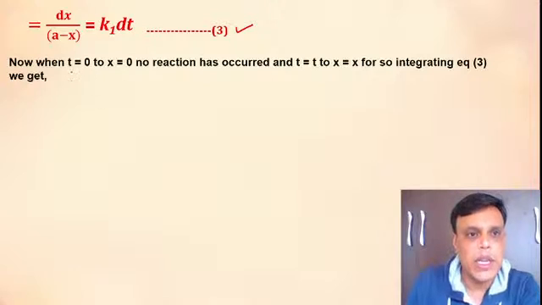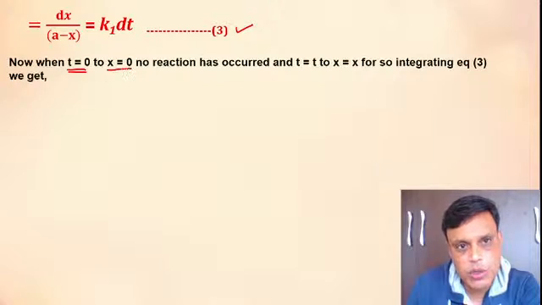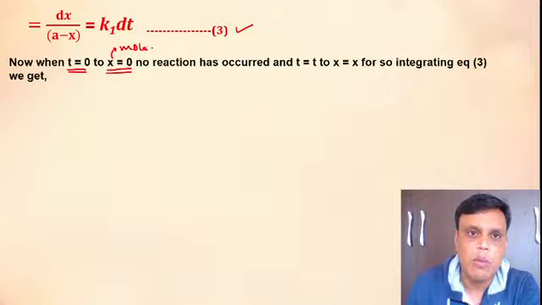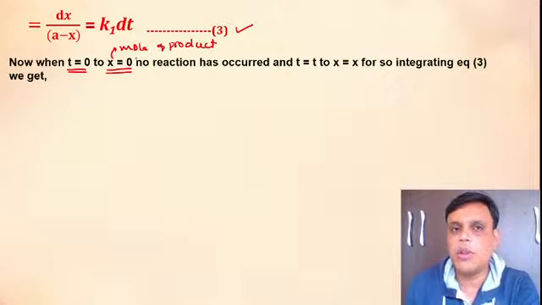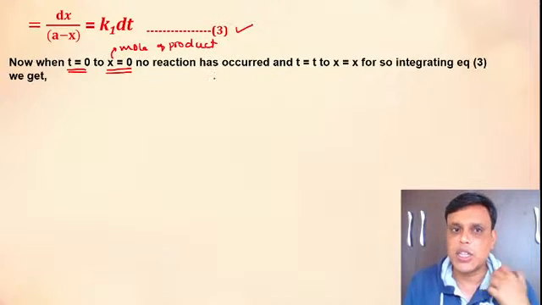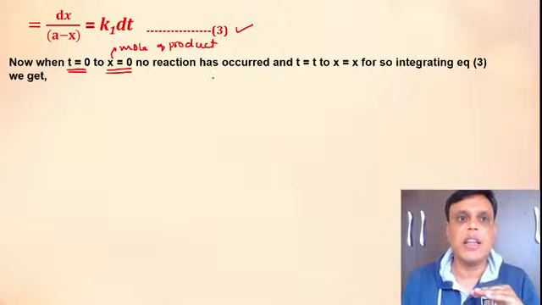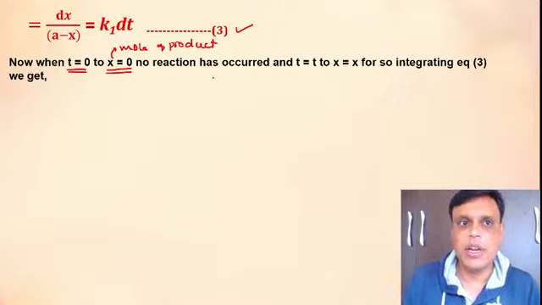Now at a time t0, please remember this, at a time t0 x is equal to 0, and what is this x? X is the moles of product. And at a time t0 there is no product formed, that means no reaction has occurred because हम लोगों ने reaction अभी start ही नहीं किया है. That is your t0.